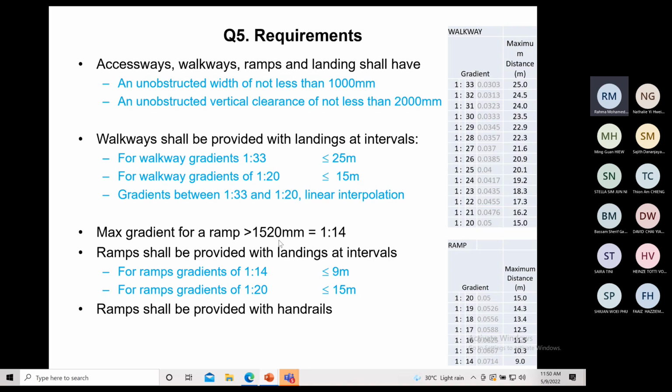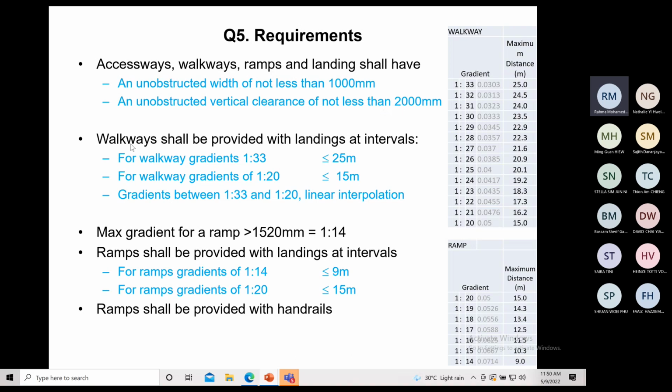So as I said earlier, for accessways, walkways, ramps, and landings, they should have an unobstructed width. All this is in your lecture slides. I'm just recapping, just revising with you. You should have an unobstructed width of not less than 1000 millimeters. Then your vertical clearance should not be less than 2 meters.